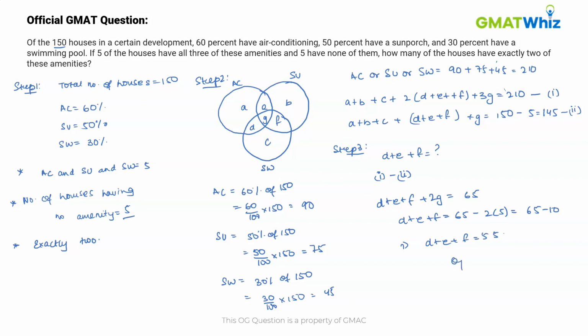Hence, the correct answer is option D, as this represents the total number of houses which have exactly 2 of these amenities.